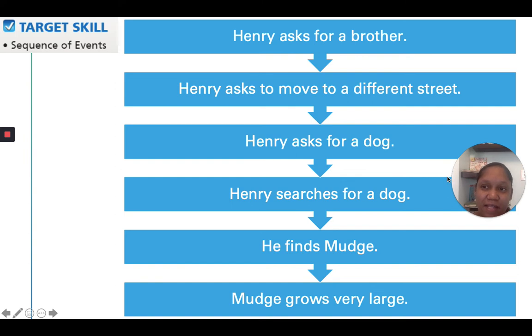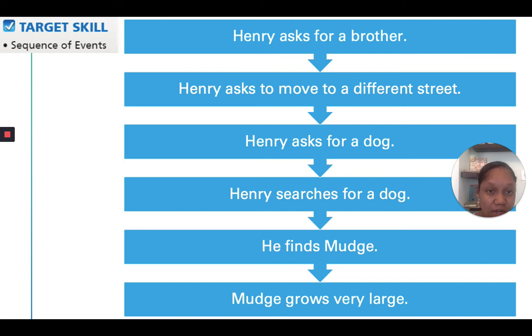Now let's take a look at our target skill again. Remember, sequence of events mean you go in order, right? You list all the events that happen in time order. So we've looked at this list before. This time, why don't I ask you some questions about what happened before or after something? Let's see. What happened before Henry asks for a dog?